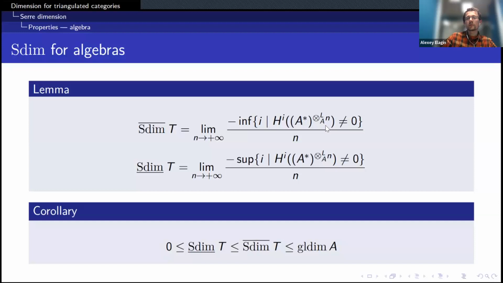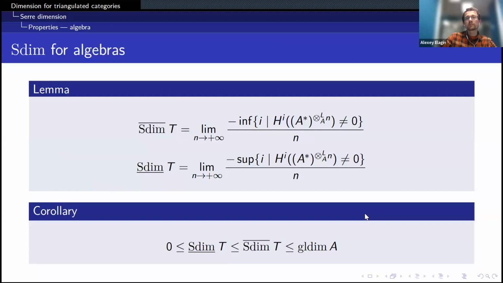From this formula, we can obtain first natural bounds. We can see that this complex is concentrated in degrees from 0 to minus global dimension of A times n. So dividing this back by n, we get that upper Serre dimension is bounded by the global dimension of this algebra. And once again, this is almost all that we can say in general.